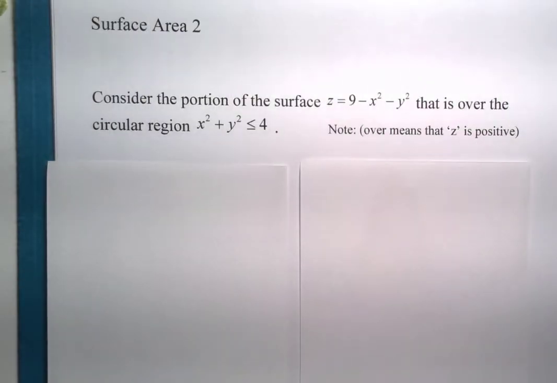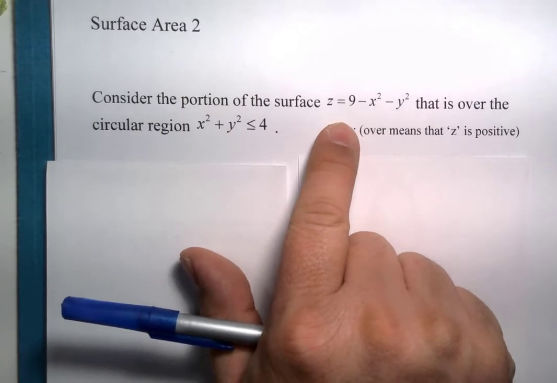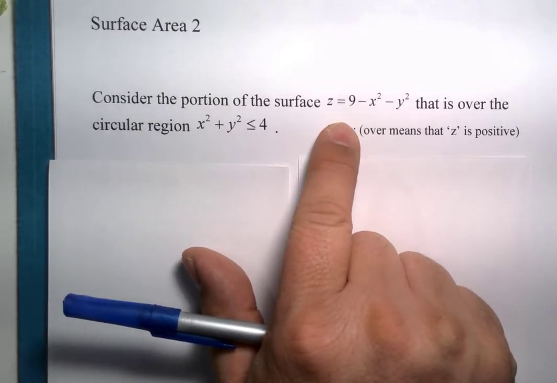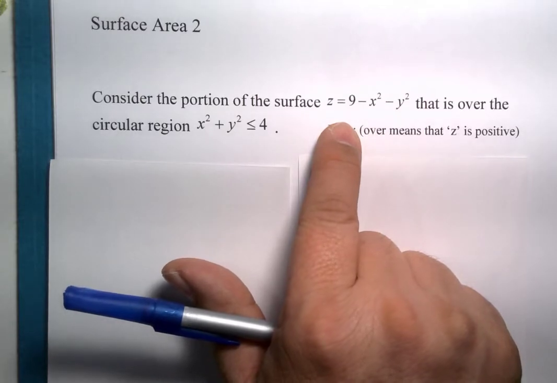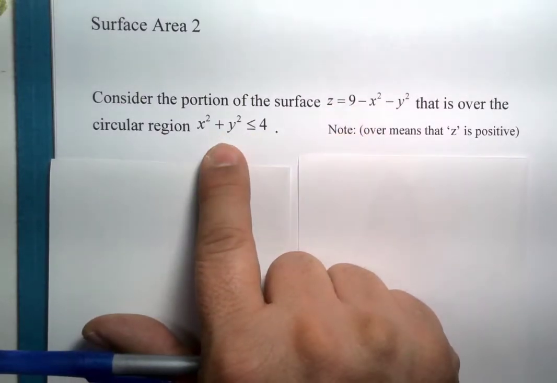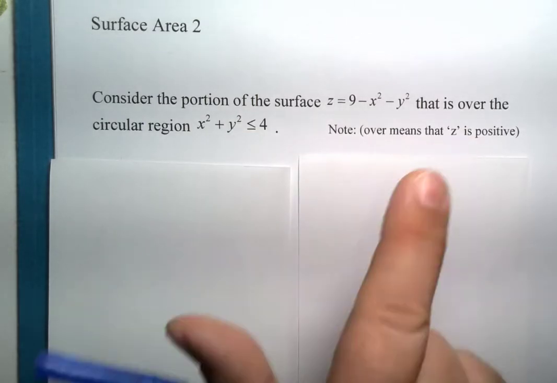Welcome back, everyone. As the title implies, we're going to look at another example of computing the area of a three-dimensional surface. This particular example uses an old favorite of ours, the paraboloid that opens downward. We'll put some graphics in here in a moment. And we're going to look at the part of the paraboloid that is over a circular region in the xy plane. And that just implies that z is positive here.